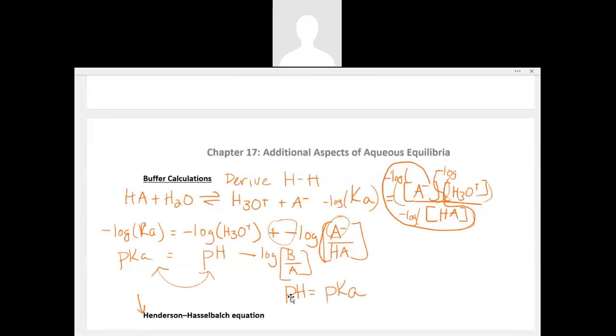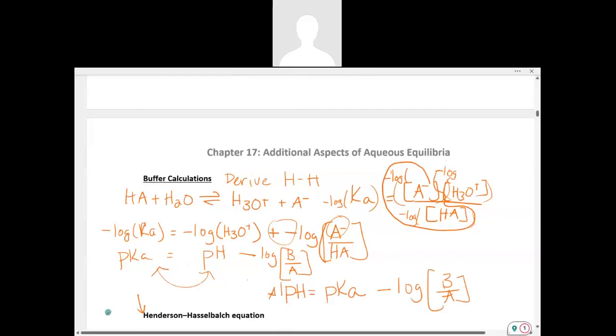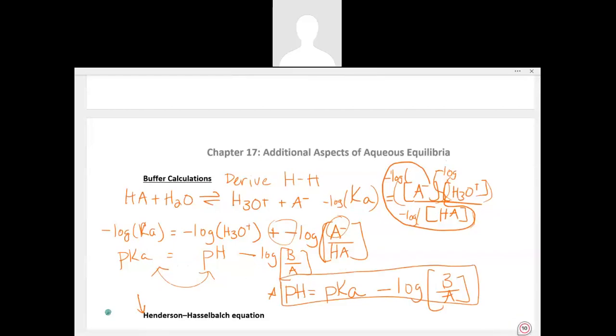So pH in this rearranged equation is equal to pKa. I just divided and multiplied, added and subtracted each side accordingly. Then we have minus the log of our base over acid. So this is the derivation of the Henderson-Hasselbalch equation given here. Again, this form is for weak acids. There's another formula that we're not going to use, but it applies to weak bases and utilizes pKb. This is the equation we'll use in the next couple sample exercises.